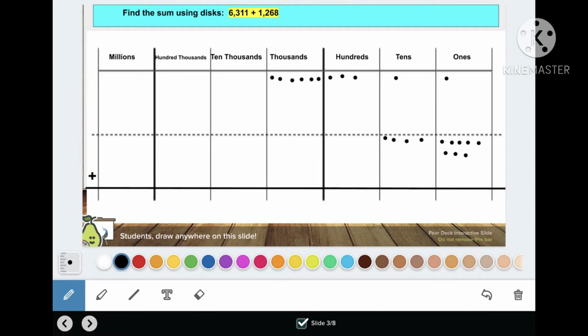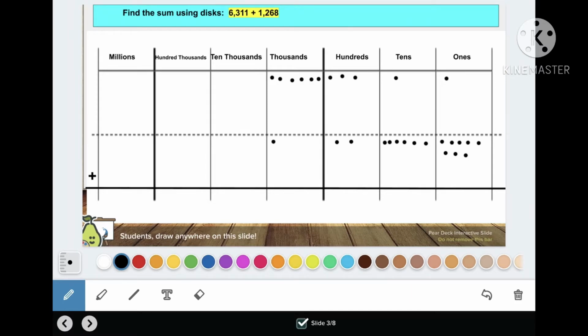1, 2, 3, 4. Oop, let me write that a little bit neater for you guys. 1, 2, 3, 4, 5, 6. And what about the hundreds place? What number is in the hundreds place? Right again, 2. So I'm going to draw 2 discs in my hundreds place. 1, 2. And what number is in the thousands place in my second number? Absolutely, 1. So I'm going to draw 1 disc.